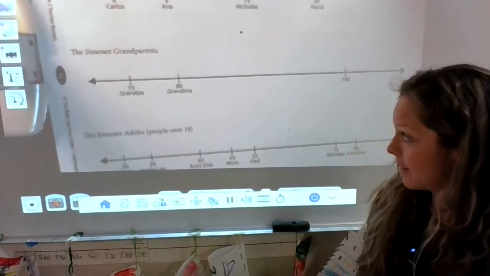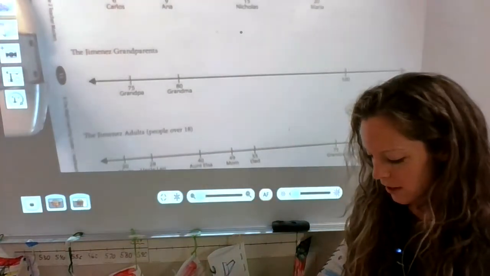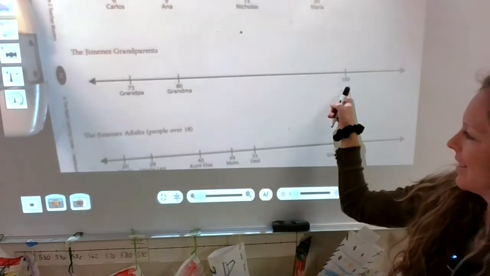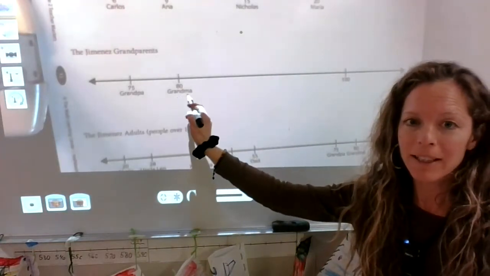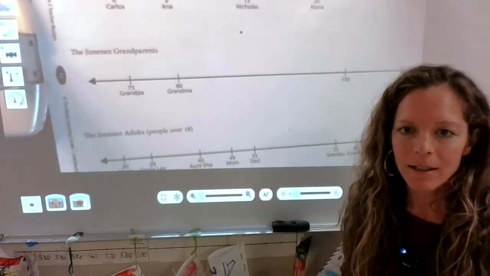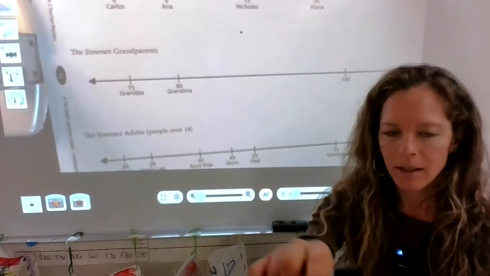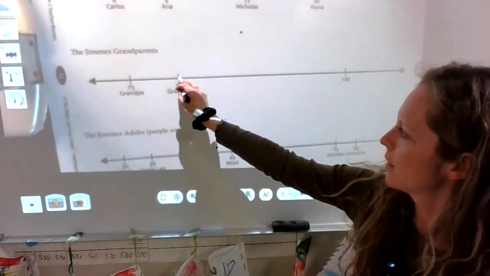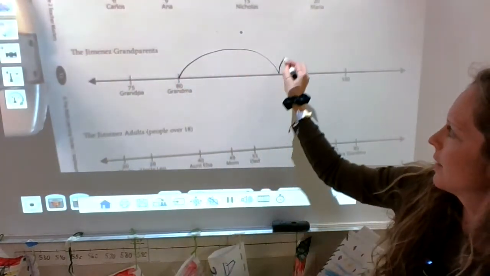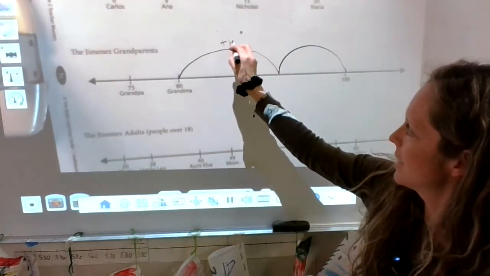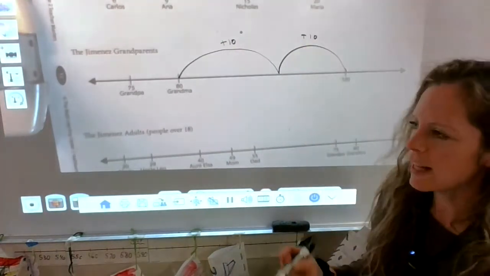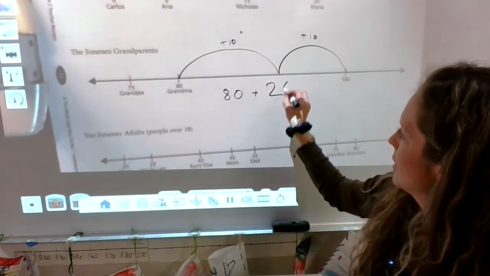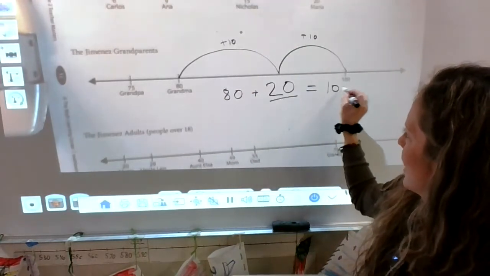Grandma always said she wanted to live to be 100 years old. How many more years is that? How many more years will Grandma have to live to get to 100? Boy, I hope Grandma's in good shape. Take those big jumps of 10. 80, 90, 100. Plus 10, plus 10, so she'll have to live 20 more years to get to 100.